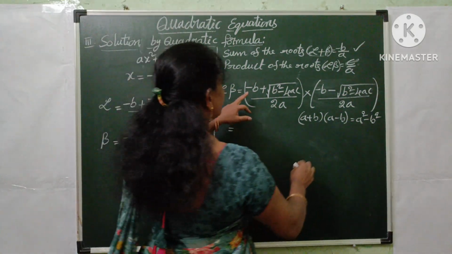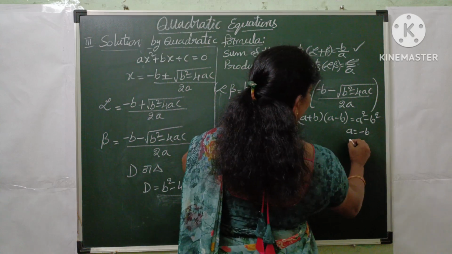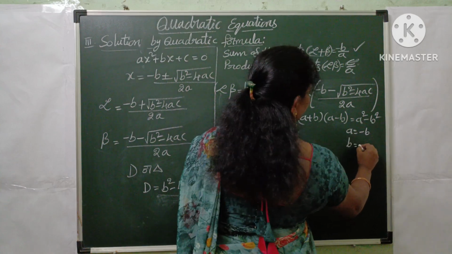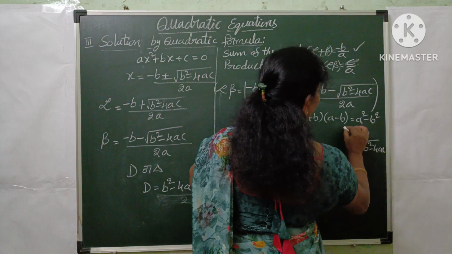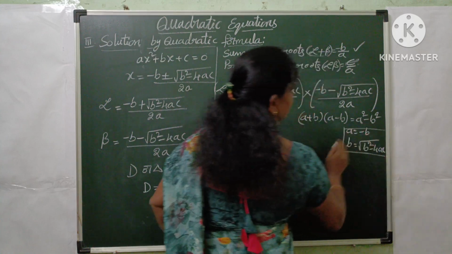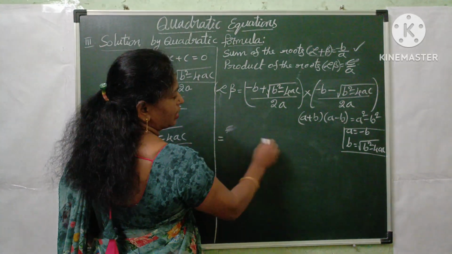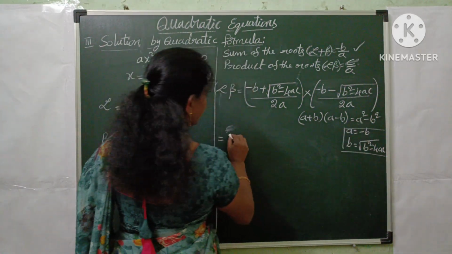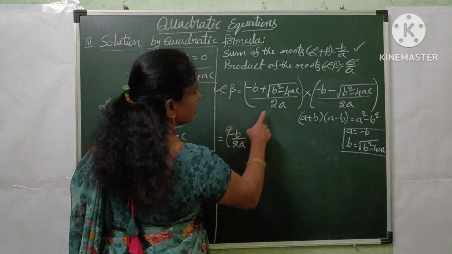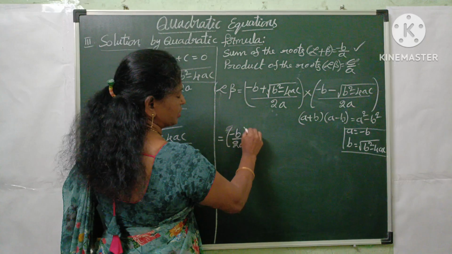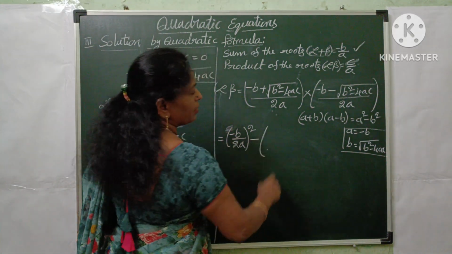Right. What is alpha? Alpha equal to minus b plus square root of b square minus 4ac, and beta equal to minus b minus square root of b square minus 4ac. We need to substitute this. Right. That is equal to alpha square minus beta square. Alpha means minus b by 2a. Here the denominator 2a is there. 2a whole square minus beta square.